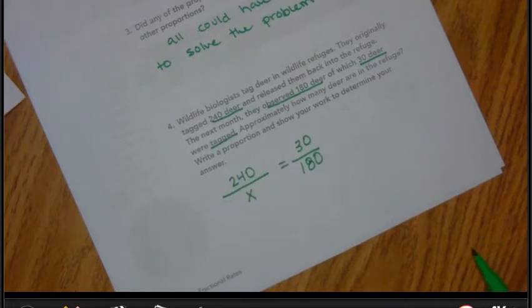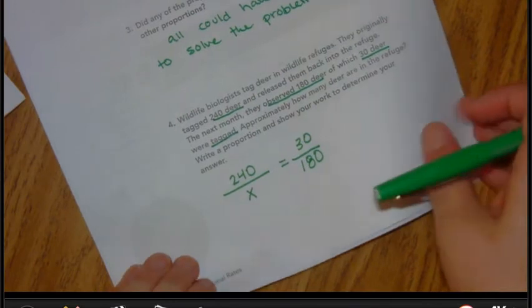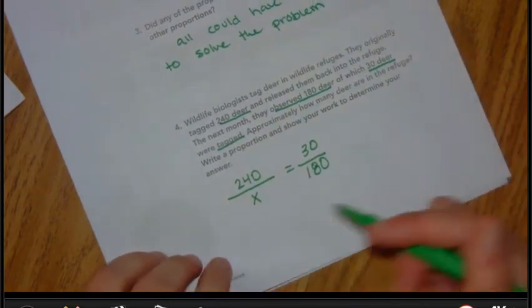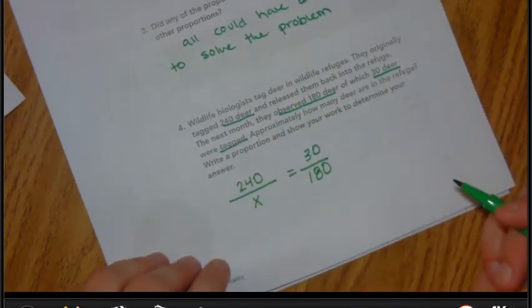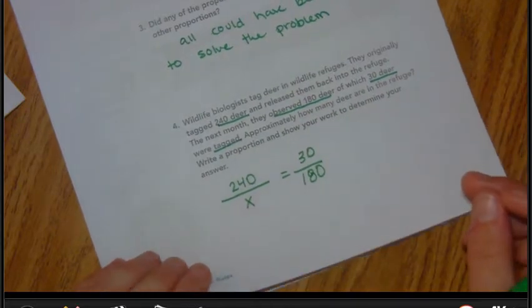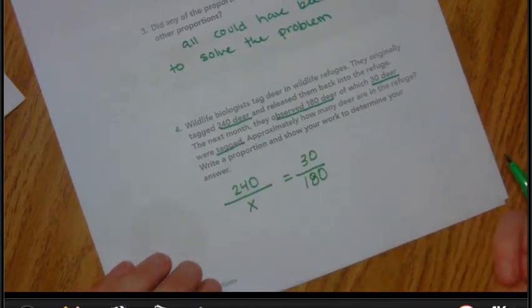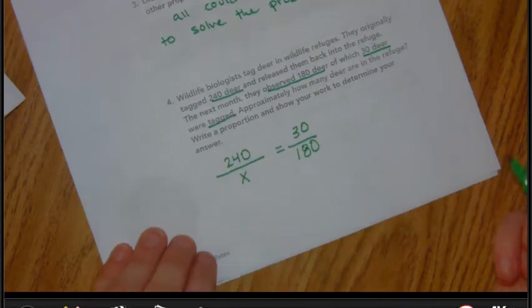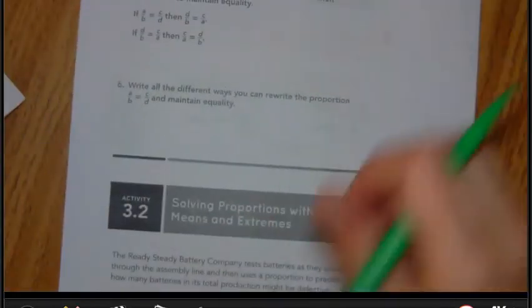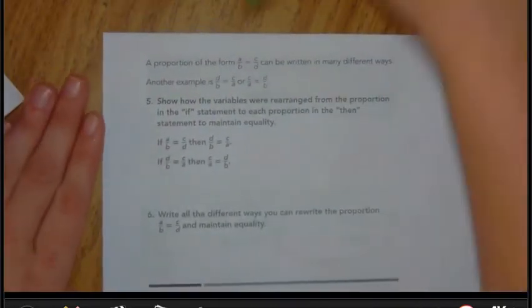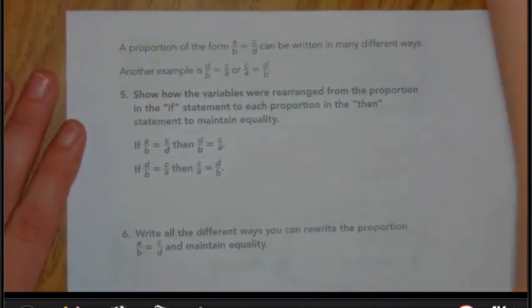Okay. So that seems like a good proportion for me because we don't have to solve. I mean, we can if we wanted to, but we don't have to right now. Actually, if you want to solve, you can. All right. Number 5.